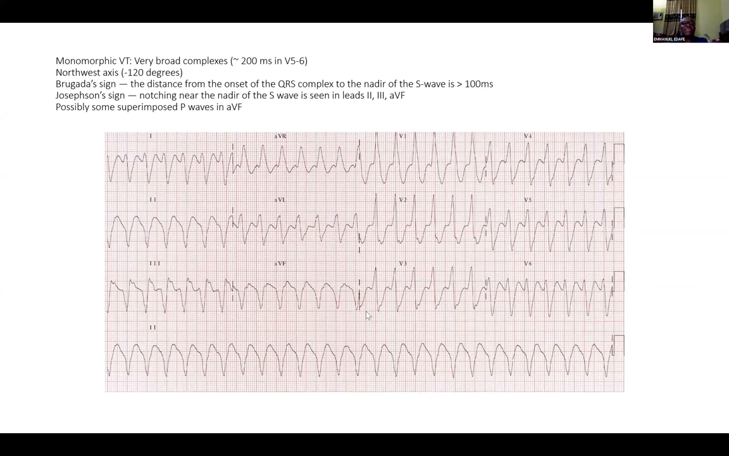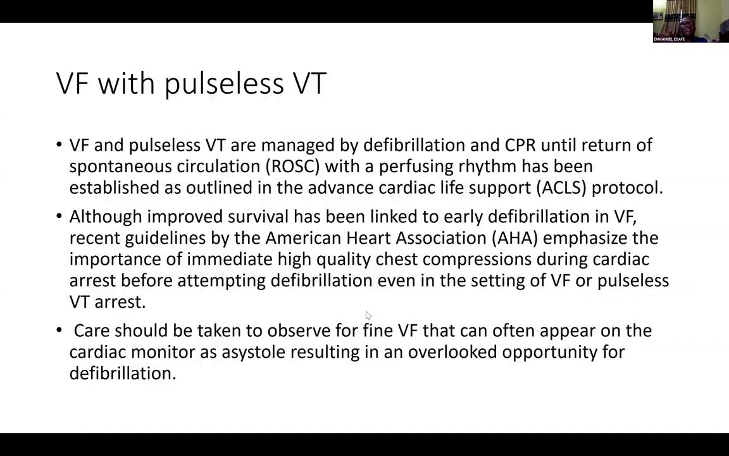Then for patients with ventricular fibrillation and pulseless ventricular tachycardia, the treatment in the guideline is similar. Defibrillate that patient, continue your CPR, continue your medication until you restore that patient to sinus, and follow the patient up during the recovery to ensure that the sinus rhythm continues.